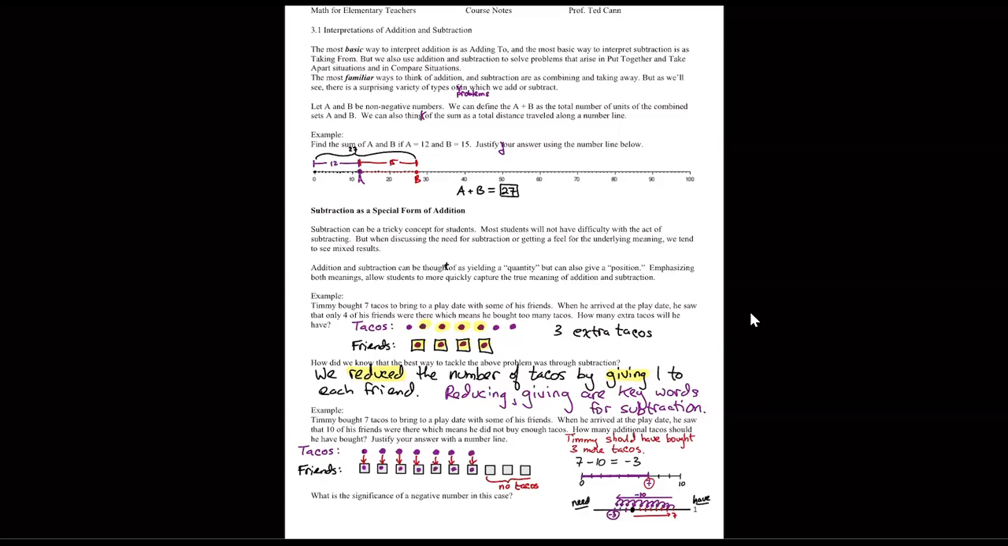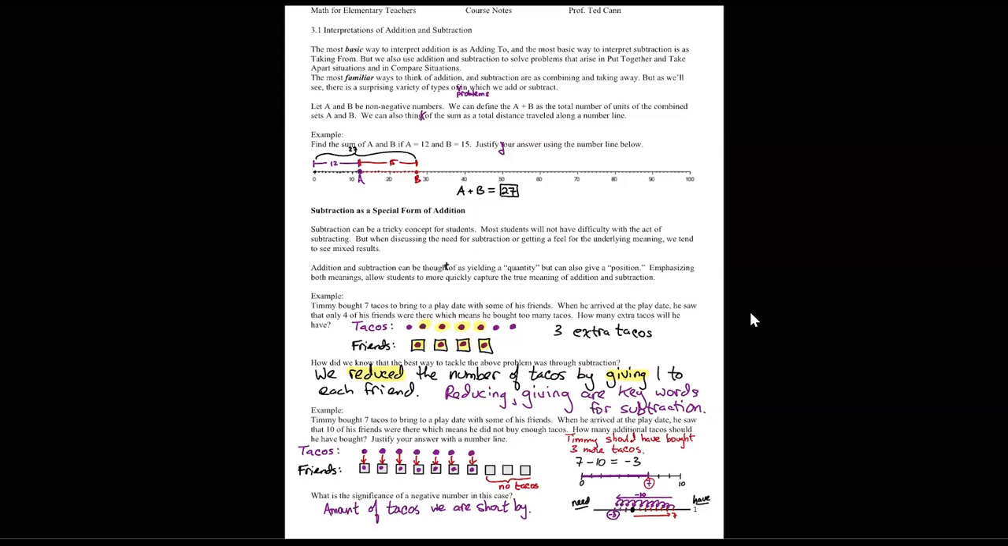All right. So the significance of a negative number in this case, I would like to think that it's pretty obvious. It's kind of like money, where it's an amount owed. Right. So the amount of tacos that we're short by. All right. Now it is entirely possible that you could do all this stuff without ever dealing with a negative number, right?